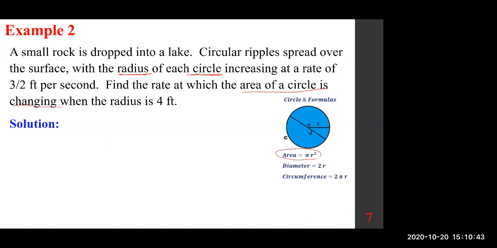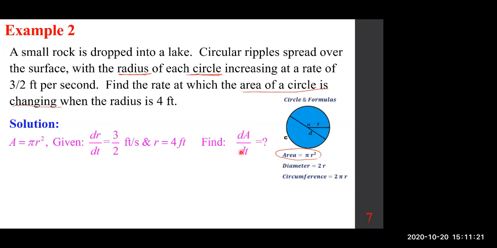Okay, class? So what is given? dr/dt. What is missing? dA/dt. When do you need that? When r is 4 feet. So take a look at the symbolic translation of this question. A is pi r squared, everybody. dr/dt is 3 halves feet per second. r is 4 feet, and we are looking for dA/dt.